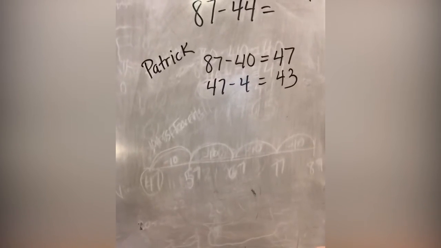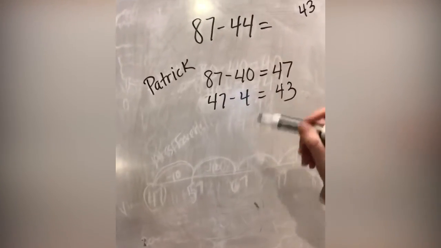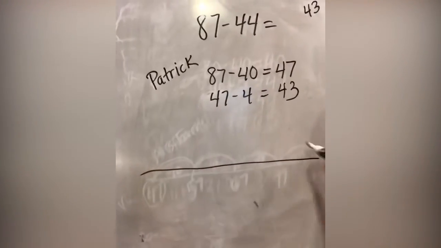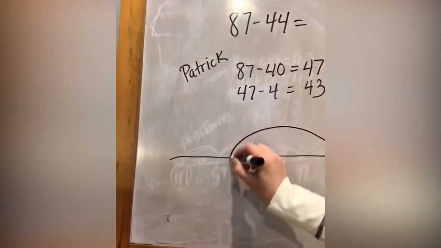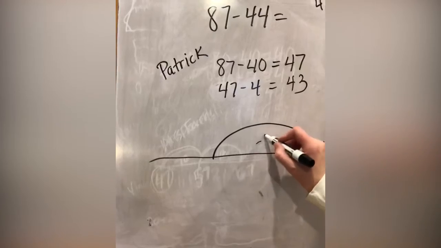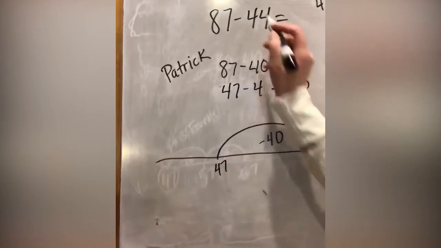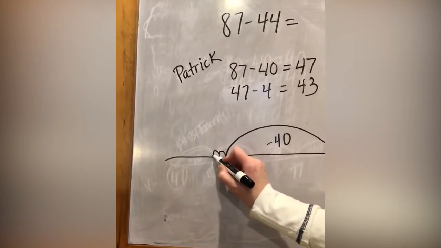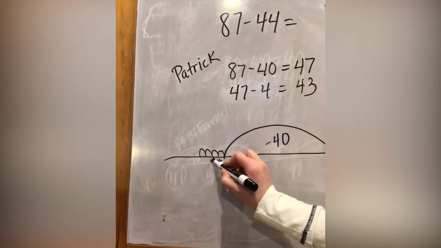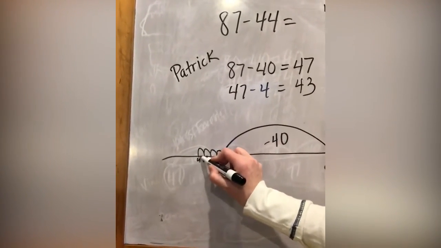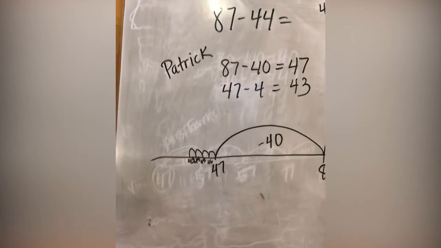What I was thinking is, again, I was thinking more in terms of my jumps. If I did my number line again and started at 87, remember we can also do larger jumps on the open number line. If I already know that 87 minus 40 gets me to 47, I just have to do 4 more jumps here. 46, 45, 44, and 43, which is really the same strategy Patrick just did, only I put it on the number line.